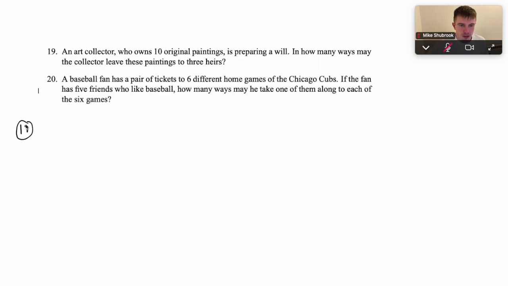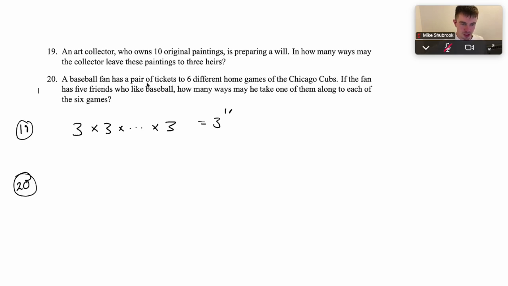So 19, an art collector who owns 10 original paintings is preparing a will. In how many ways may the collector leave these paintings to the 3 heirs? So for each painting, we have 3 possible choices. So for the first one, I have 3 choices. For the second one, I have 3 choices, so on and so on, all the way up to the 10th painting. So the answer is 3 to the 10.